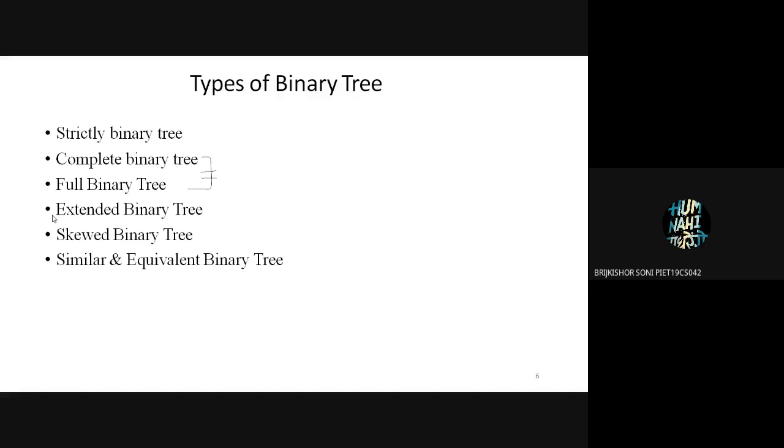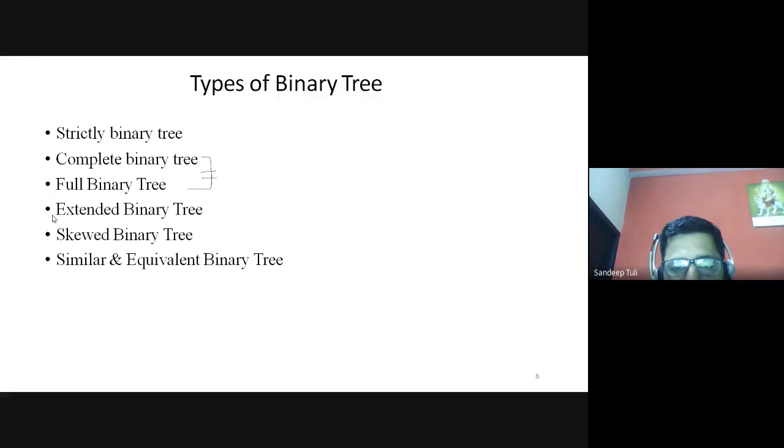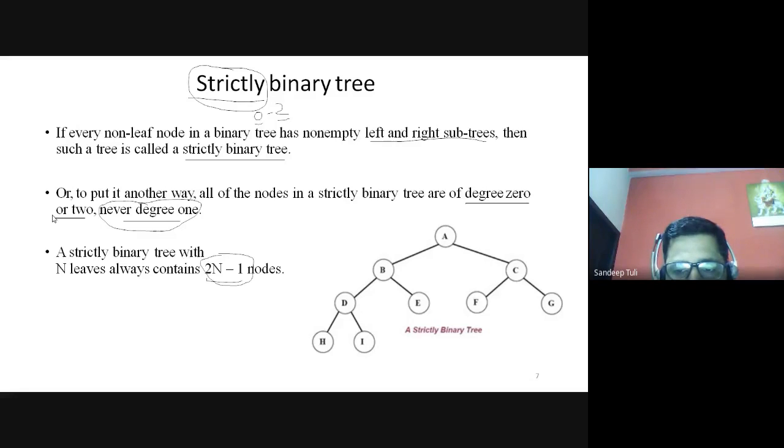It can be 0 and it can be 2. 1 will not be there. So your language is not correct. It is not maximum. It is only either 0 or 2. A strictly binary tree means 0 or 2 children only. No single child is allowed for any of the nodes. Or in other words, we can say degree 0 or 2 only. Never will the degree be 1.